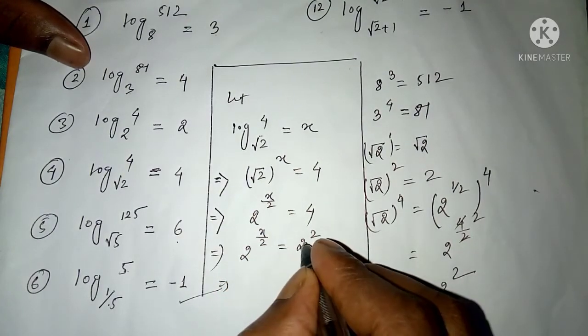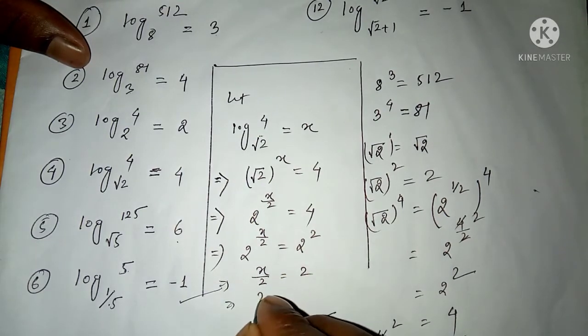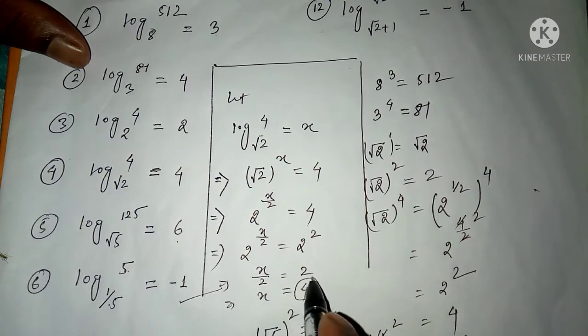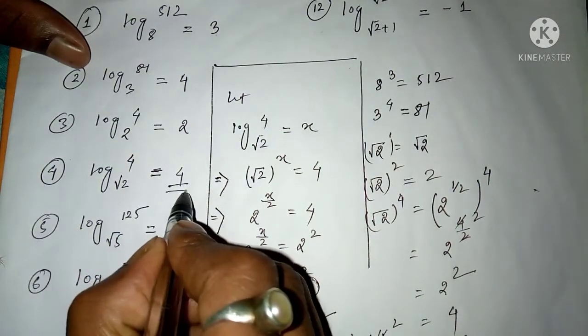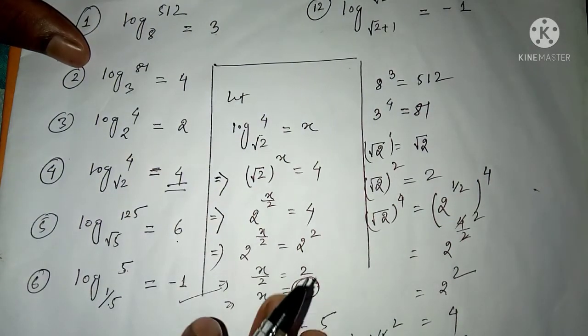Now we can cancel it out. So you write x by 2 equal to 2. Then x equals, by cross multiplication, 2 times 2 is 4. So our answer is how much? 4. Here also, how much was the answer? This is your 4. Okay, so this is the way you will solve in the exam.